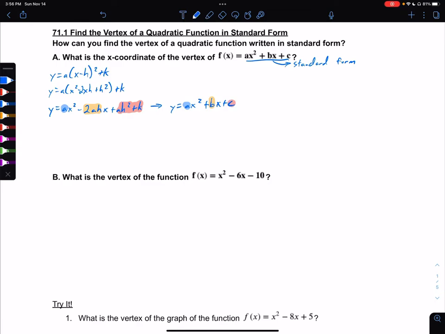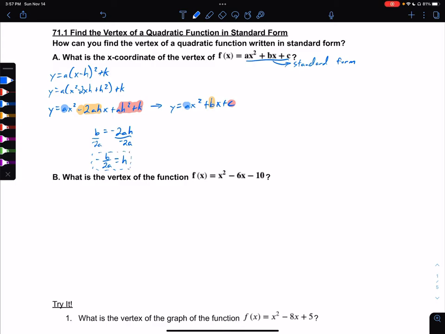Again, that might seem complicated, but what we're concerned with is the b value. So b is equal to negative 2ah. Then we can solve for h. Again, this is more the theory, but we're showing you what's going on behind the scenes. You would divide by negative 2a, and what winds up happening is we have negative b over 2a is equal to h. And this is what we're looking for.